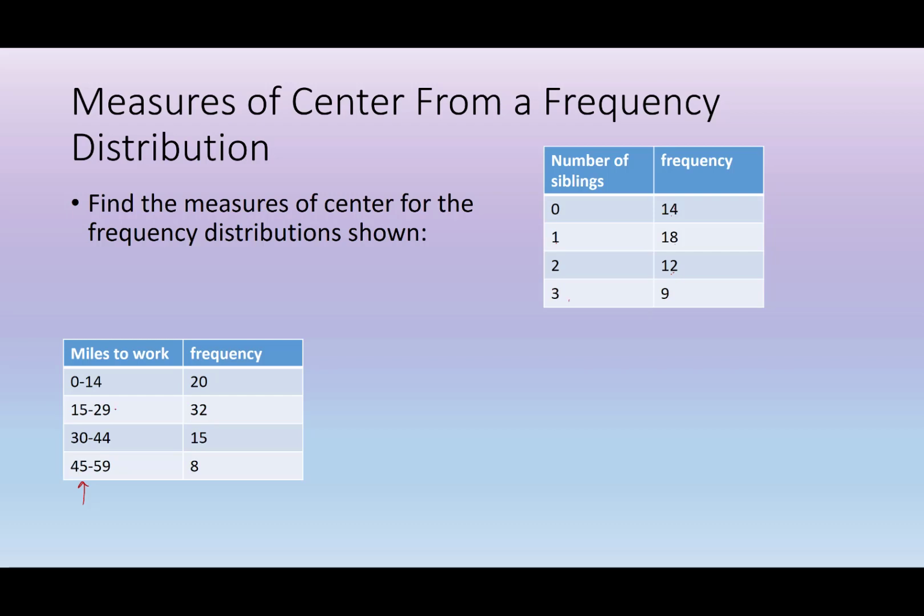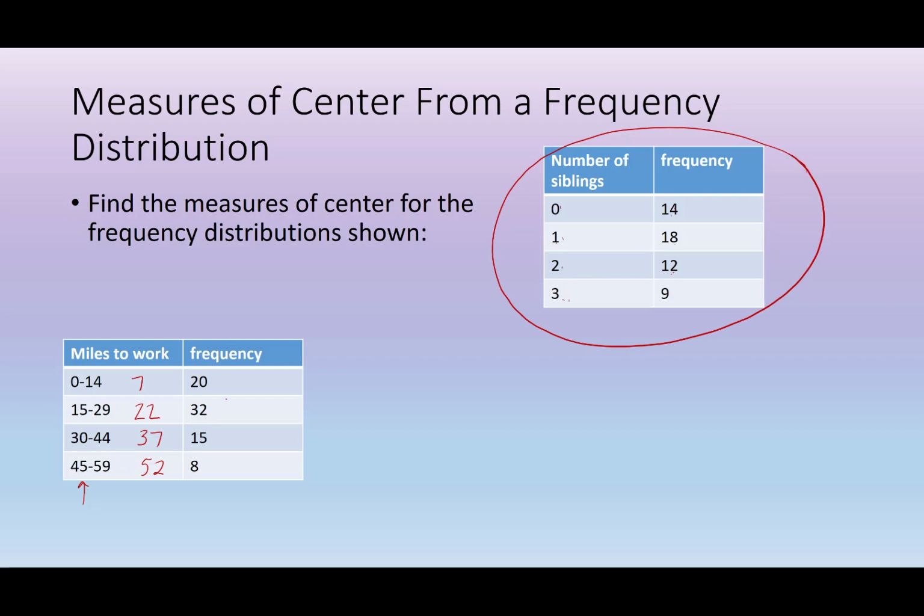So in order to find the mean for something like this, we would take the midpoint of each category. So from the 0 to 14, my midpoint is 7. 15 to 29, my midpoint is 22. 30 to 44, my midpoint is 37. And then from 45 to 59, my midpoint is 52. And then I would treat it just like a single grouping category.